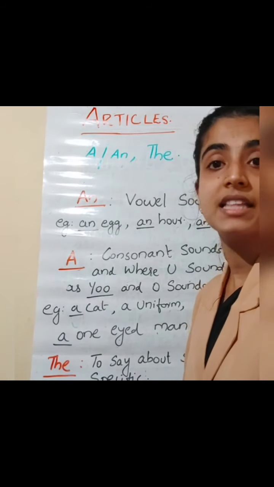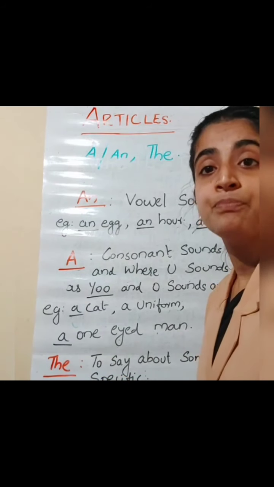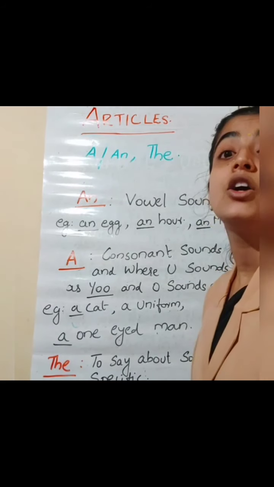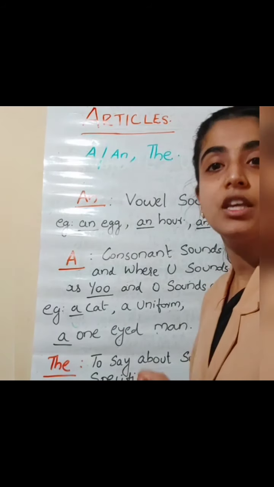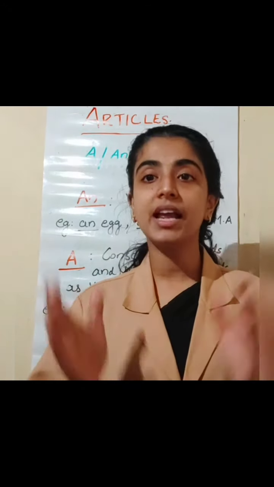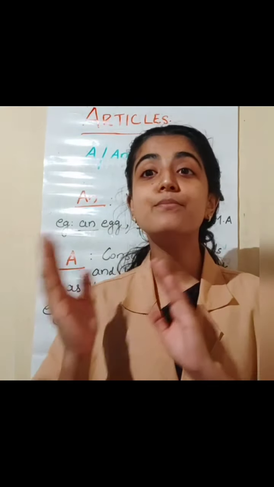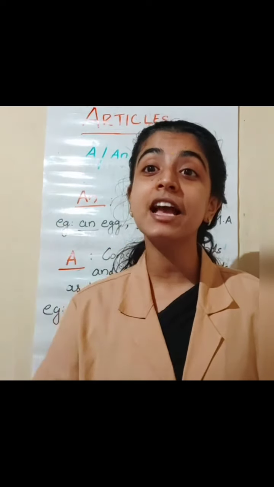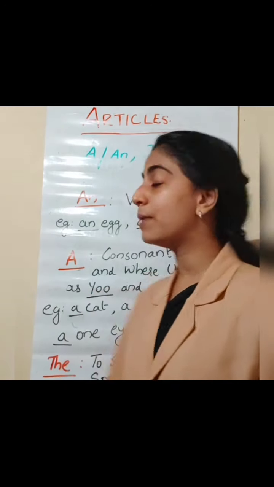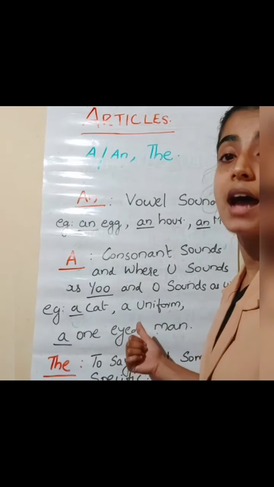It's not an unicorn, that's not correct. How can we say that? It is a unicorn. So this U sound is a consonant sound. A uniform, a unicorn. In the same way, there is another word, umbrella. It starts with U, but the sound is like uh. It is a vowel sound. So we will be using an umbrella. But in this case, uniform, unicorn, we use the article a.